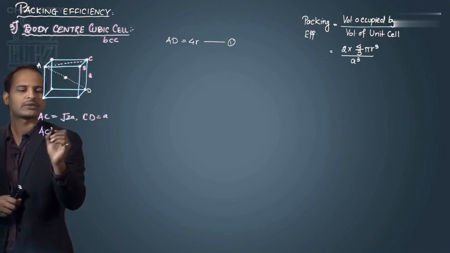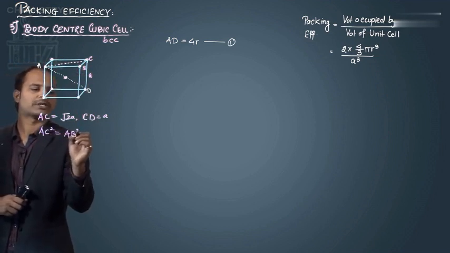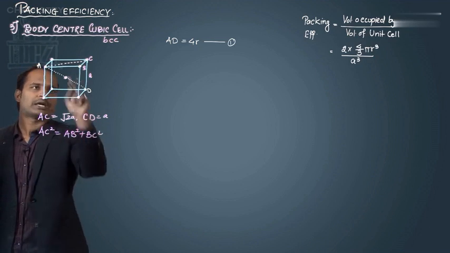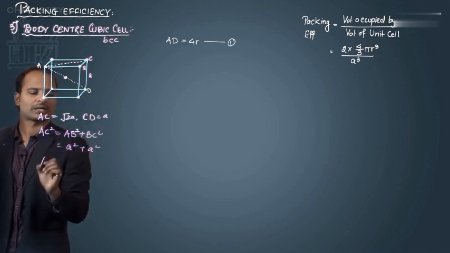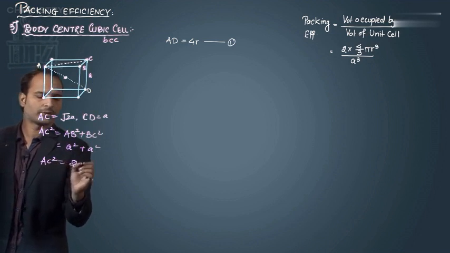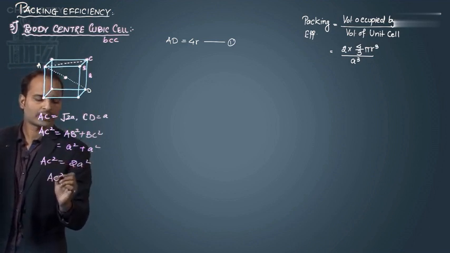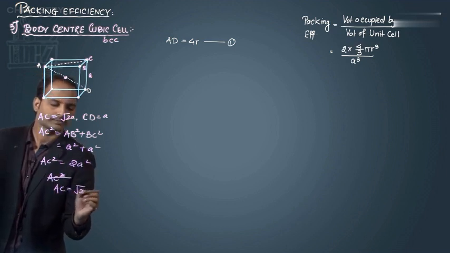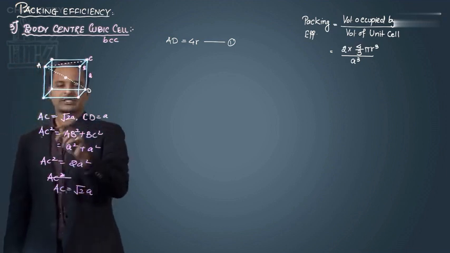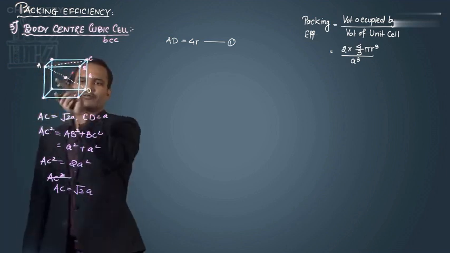AC square is equal to AB square plus BC square. AB and BC both are the sides of a cube, so a square plus a square. So I can say that AC square is equal to 2a square, so AC is equal to root 2a. So I got AC. Once I got AC, we have to calculate AD now.